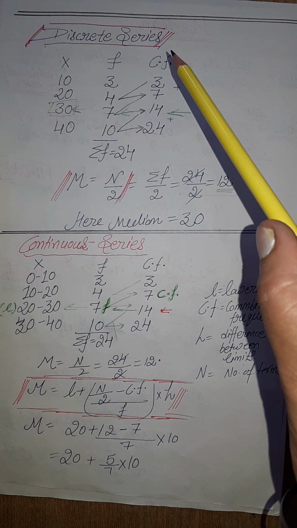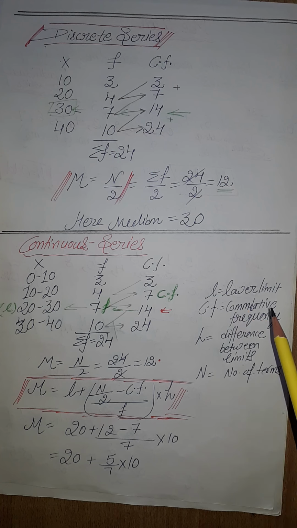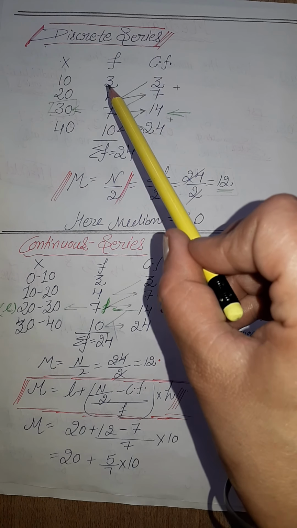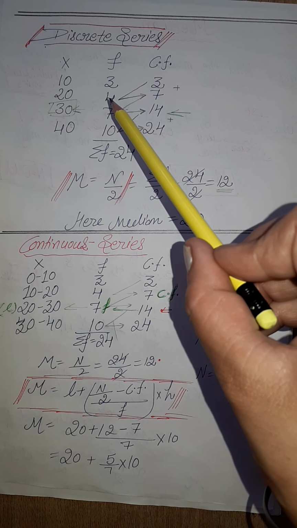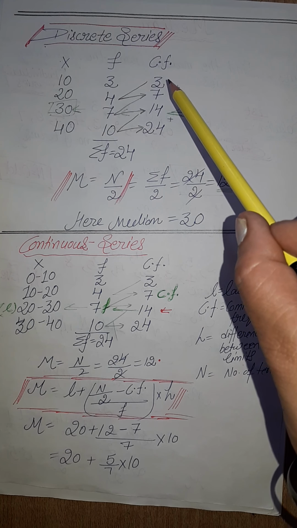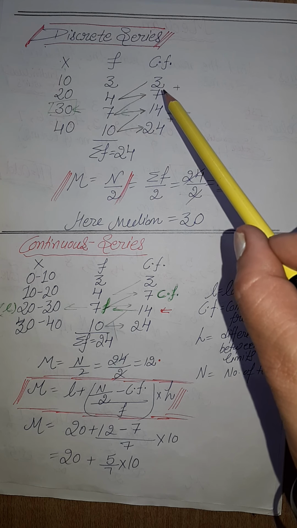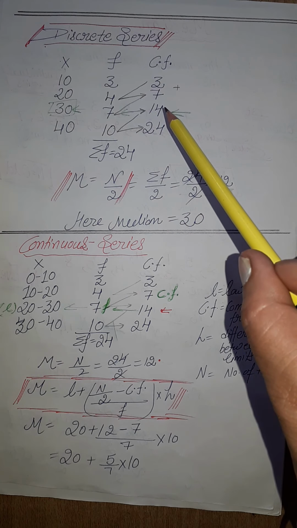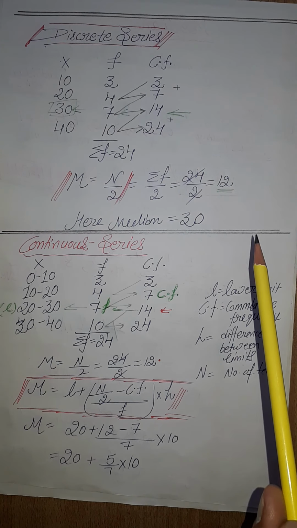First of all, you find CF. What is CF? CF is cumulative frequency. What is cumulative frequency table? First of all, you write the first number as it is. Then you add the second number to the first. Then you get 4 plus 3 is equal to 7. After that, you add 7 plus 7 is equal to 14. 14 plus 10, you get 24.